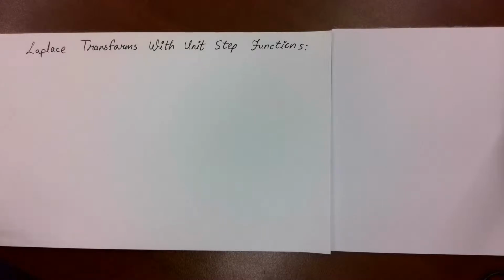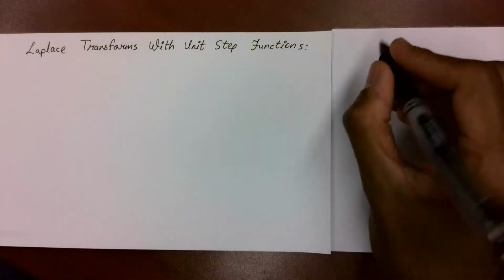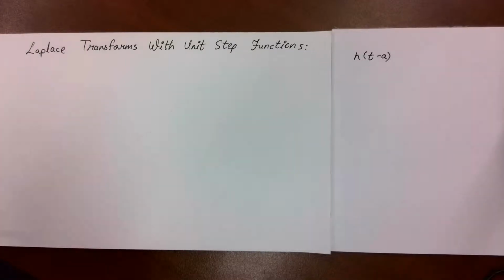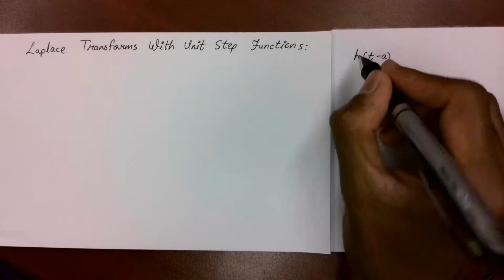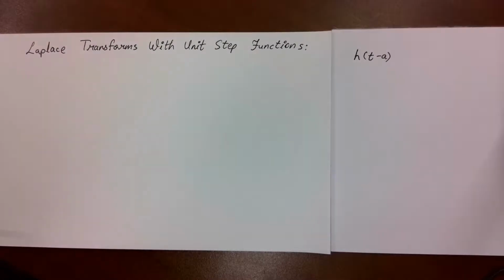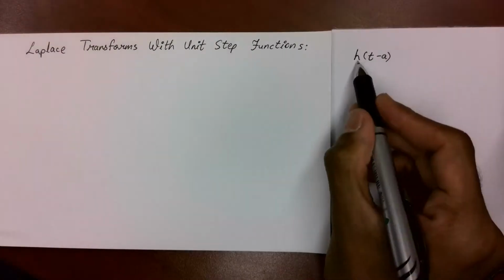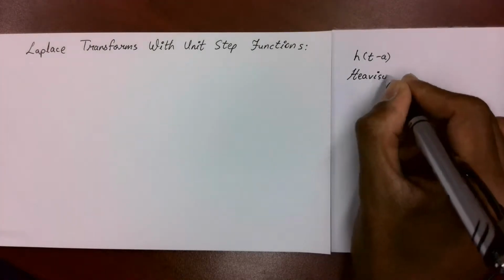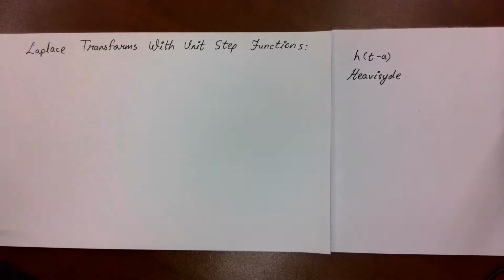One of the textbooks, actually authored by Calder and Johnson, uses the notation, which I will write on the side note here, h of t minus a. And that notation is the same as what I'm about to use. It means exactly the same thing. H here stands for Heaviside. It is the Heaviside function, which is the same as a unit step function.